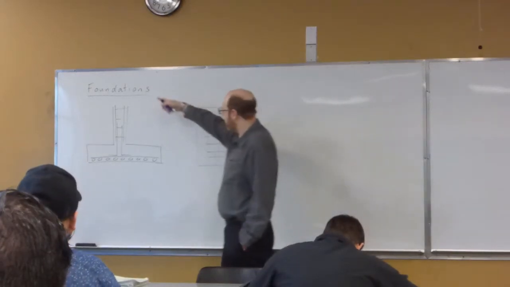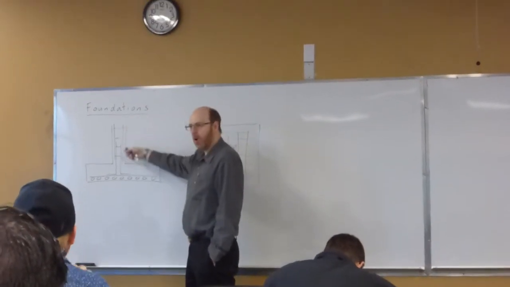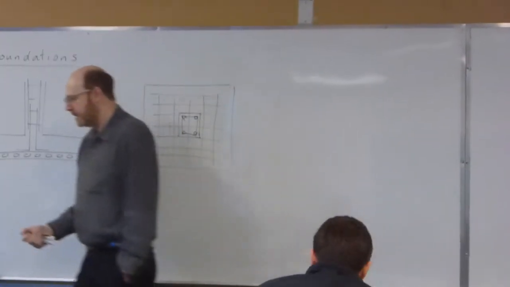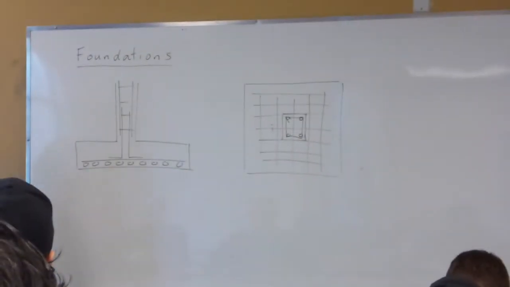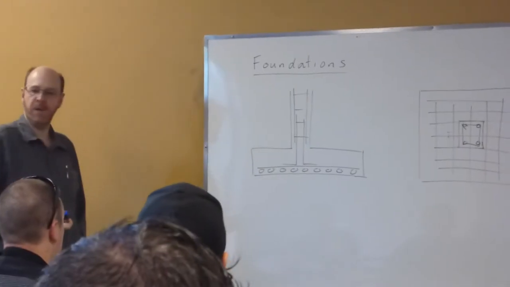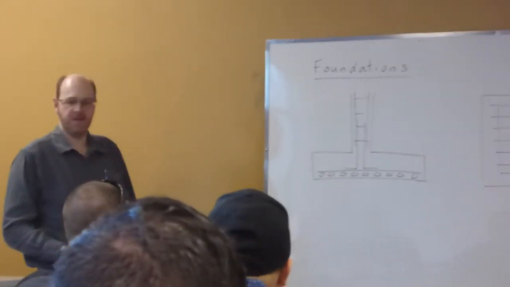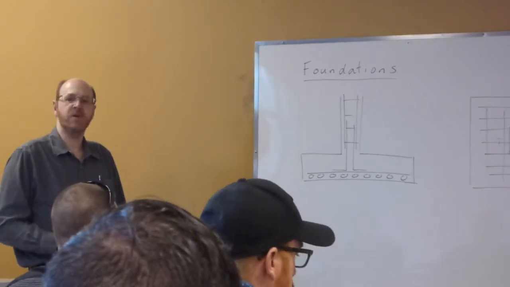So we've got a column coming down, or it could be a wall, and it sits on top of our footing. And the idea here is that we're just increasing area as we work our way down the building to distribute the load over something that has a lesser compressive strength.